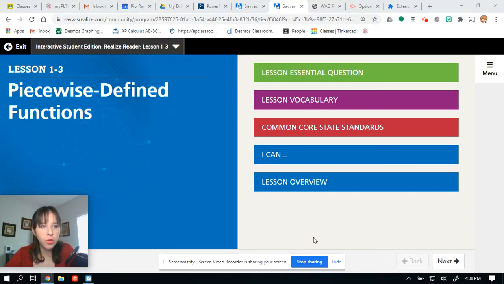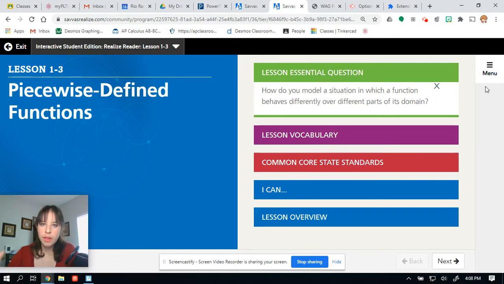I'm here to start your lesson 1-3 with piecewise defined functions. In this next series of videos, we're going to go through piecewise defined functions, what that means, what that looks like graphically, and just basically looking at these different types of functions. So in this lesson, we should be able to go over how you model a situation in which a function behaves differently over different parts of the domain.